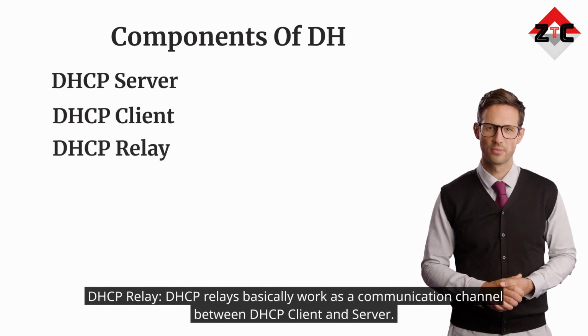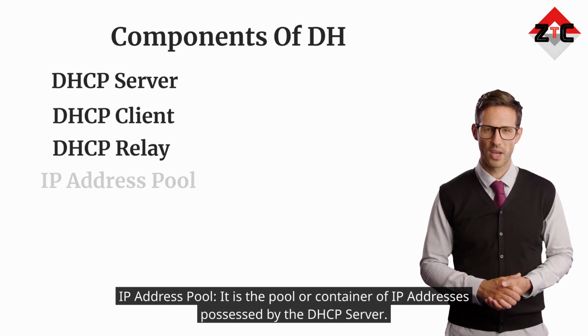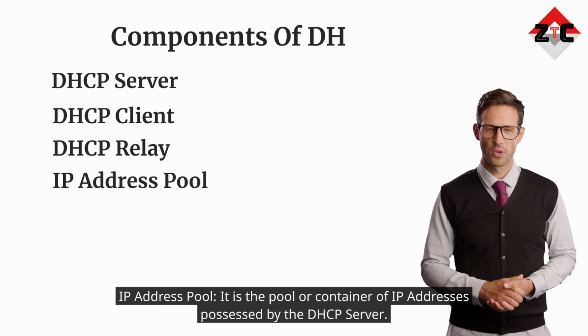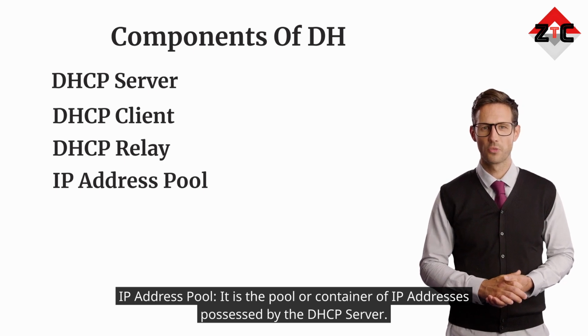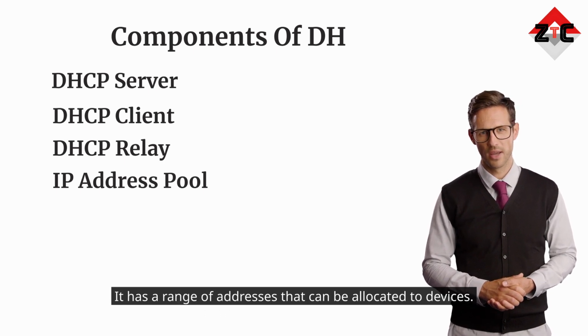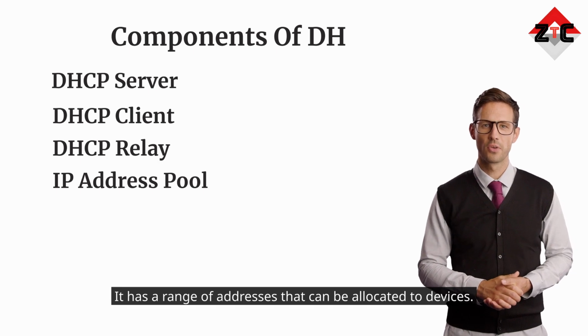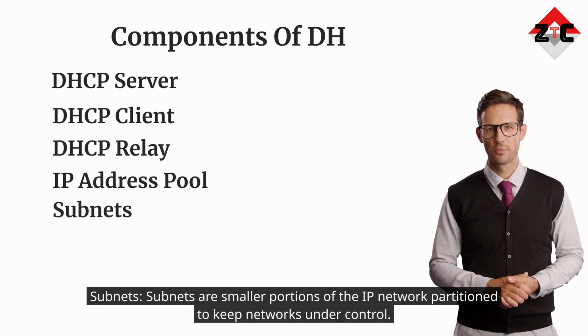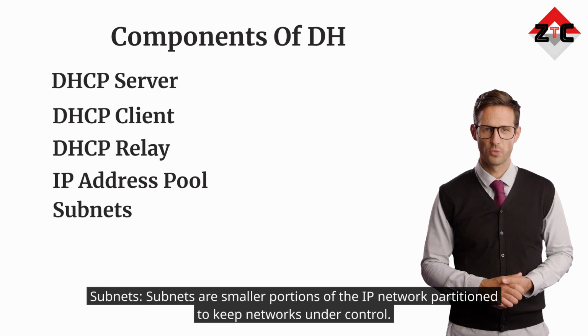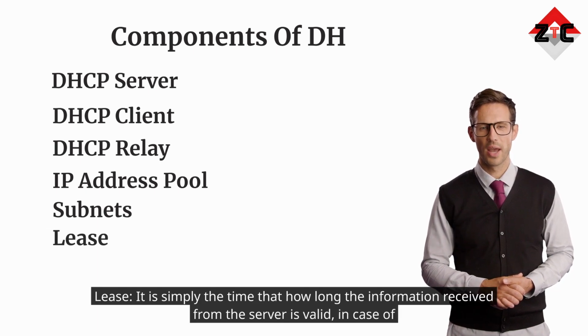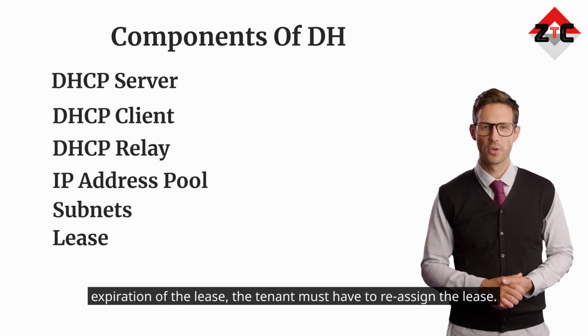DHCP relay. DHCP relays basically work as a communication channel between the DHCP client and server. IP address pool. It is the pool or container of IP addresses possessed by the DHCP server. It has a range of addresses that can be allocated to devices. Subnets. Subnets are smaller portions of the IP network partitioned to keep networks under control. Lease. It is simply the time for which the information received from the server is valid. In case of expiration of the lease, the tenant must reassign the lease.